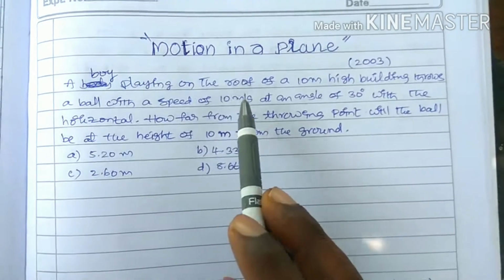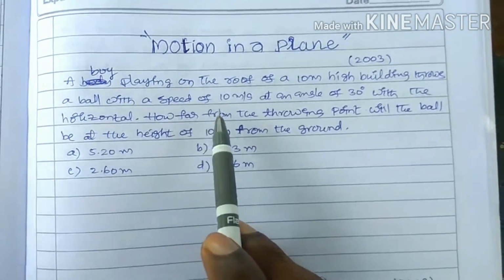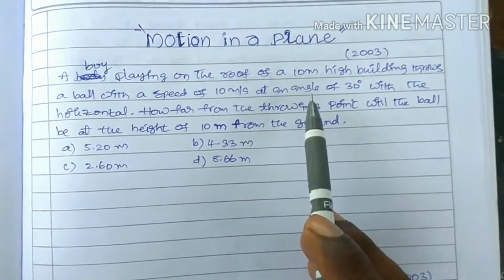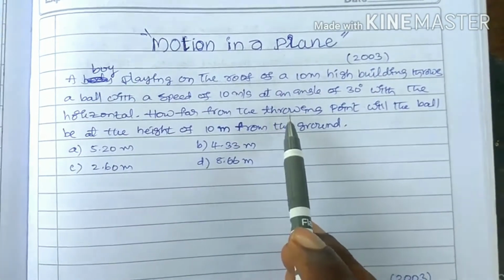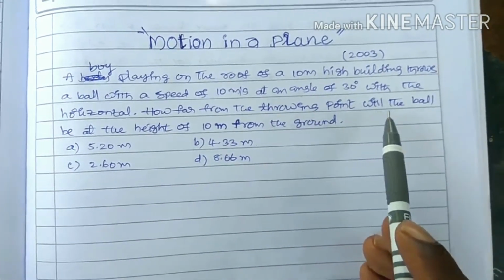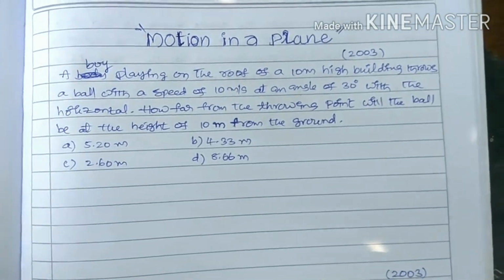A boy playing on the roof of a 10-meter height building throws a ball with a speed of 10 meters per second at an angle of 30 degrees with the horizontal. How far from the throwing point will the ball be at the height of 10 meters from the ground?